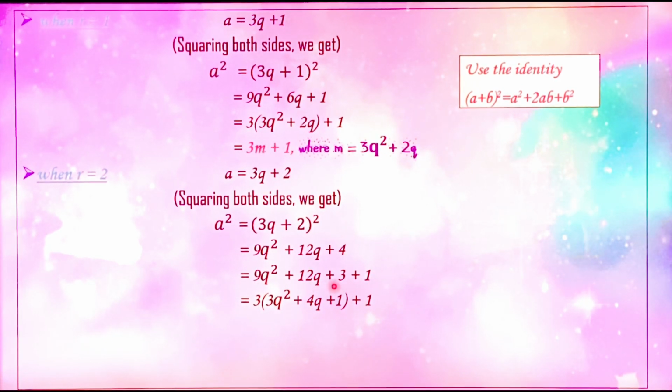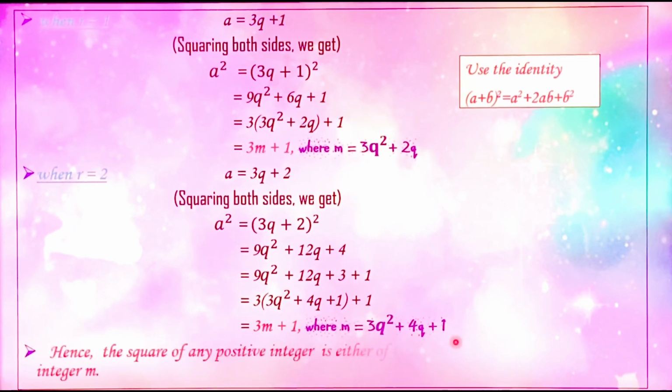Then we get a square is equal to 9q square plus 12q plus 3 plus 1. Taking 3 from the first three terms, we get a square is equal to 3 into (3q square plus 4q plus 1) plus 1. It is of the form 3m plus 1, where m is equal to 3q square plus 4q plus 1. Hence, the square of any positive integer is either of the form 3m or 3m plus 1 for some integer m.